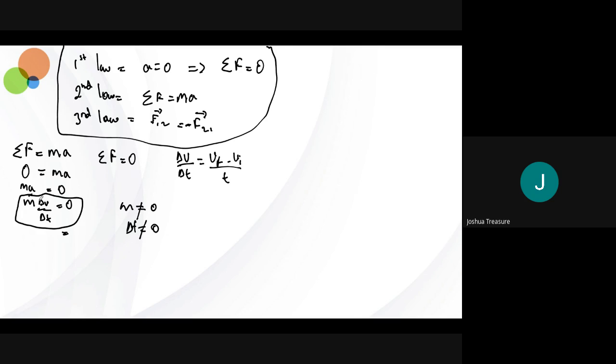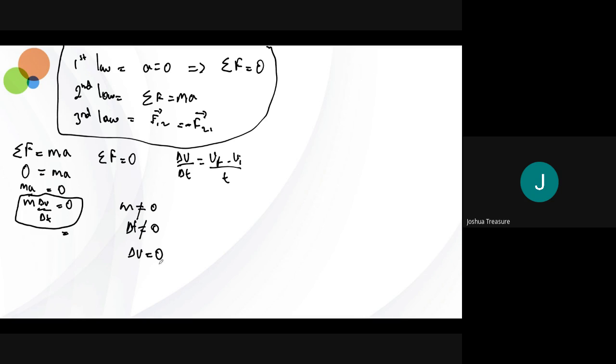Which one of these is equal to zero? Right? Which one is left? If the mass is not equal to zero and the change in time is not equal to zero, which one is left? The velocity. Change in v. Exactly. So the change in v is equal to zero.